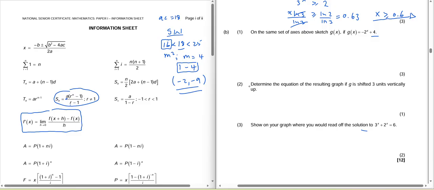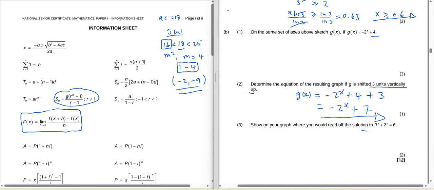Now here, they are saying, determine the equation of the resulting graph of g if g is shifted 3 units vertically. So what that means, we had g of x, which was minus 2 to the power of x plus 4. If we are shifting it vertically, we are adding 3. They're saying up. If it was down, we're going to say minus 3. So that means we are having minus 2 to the power of x plus 4 plus 3, that is 7. So that is the equation, but they just say determine the equation. So we are done. Now we go to the next one.